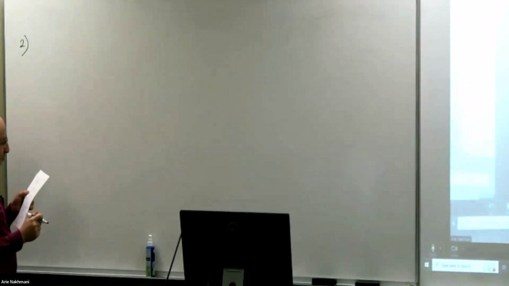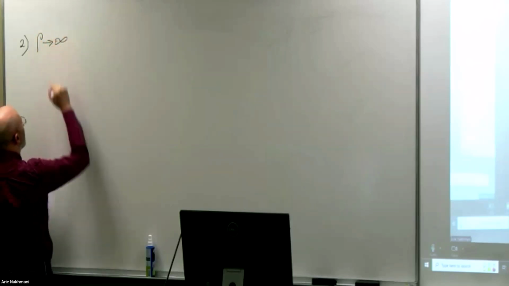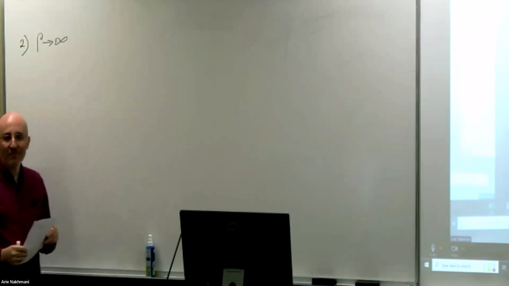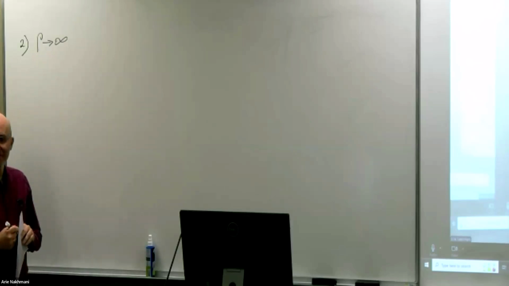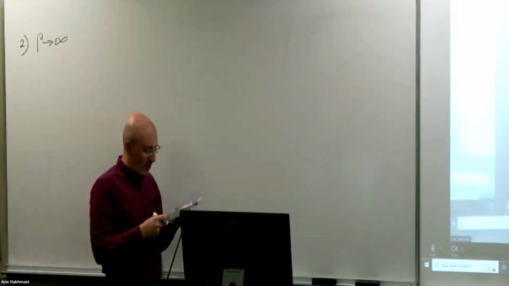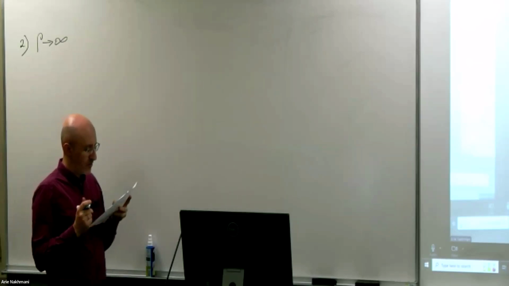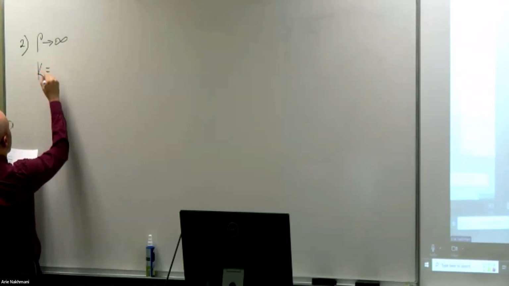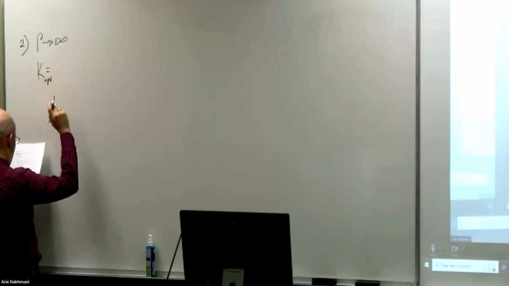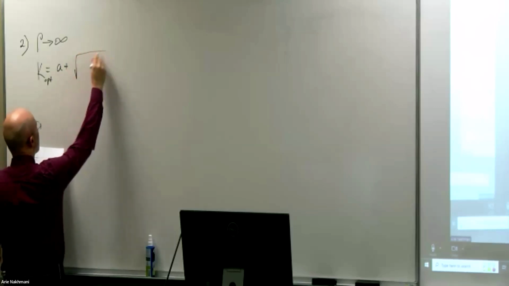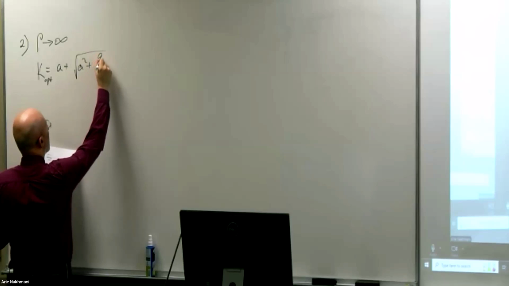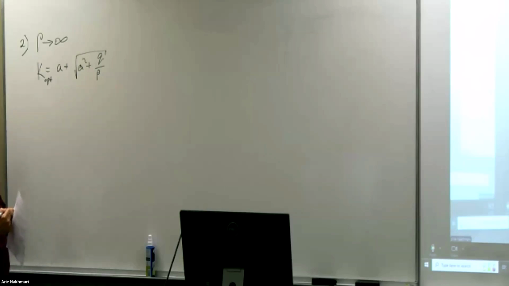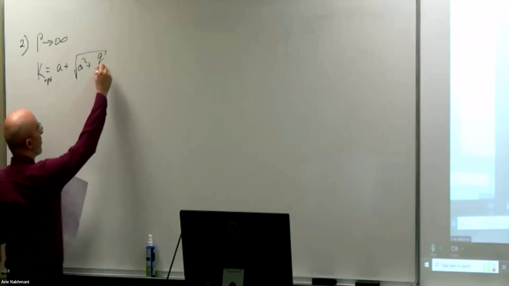Okay, question number 2. What happens when rho goes to infinity? Look at the formula there. You can copy it maybe, it will be easier to work here. So our optimal gain was A plus the square root of A squared plus Q divided by rho. So what happens to that formula when rho goes to infinity? Where does this thing go?